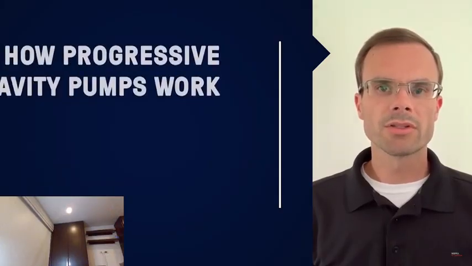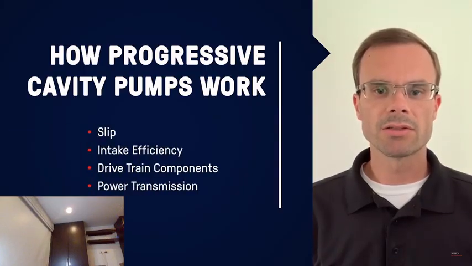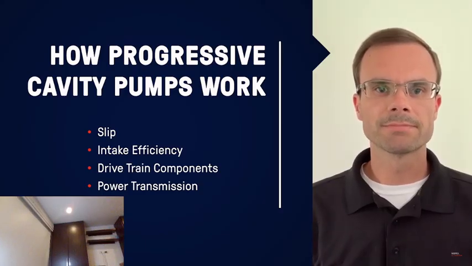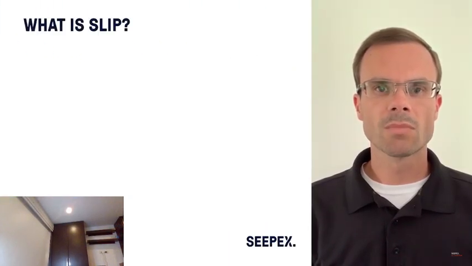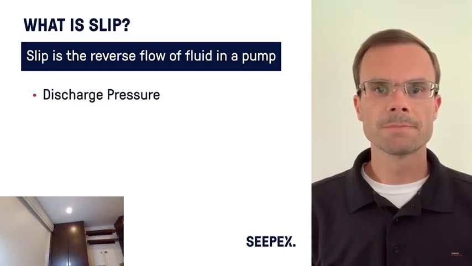We would like to share some information with you regarding how a PC pump works, specifically the topics of slip and intake efficiency. From there, we'll move on to discuss drivetrain components and power transmission in a PC pump. So what is slip? Slip is the reverse flow of fluid in a pump and is caused by 3 main factors: discharge pressure, fluid viscosity, and fit.